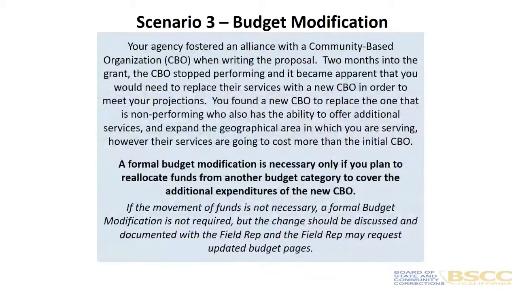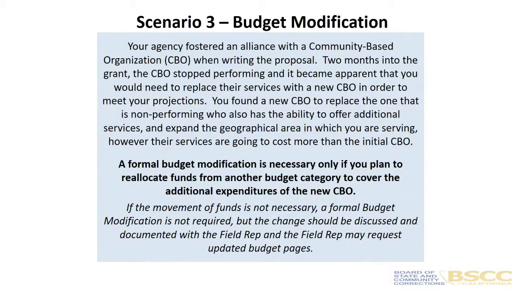Okay. Final scenario. Your agency fostered an alliance with a community-based organization when writing the proposal. 2 months into the grant, the CBO stopped performing and it became apparent that you would need to replace their services with a new CBO in order to meet your projections. You found a new CBO to replace the one that is non-performing, who also has the ability to offer additional services and expand the geographical area in which you are serving. However, their services are going to cost more than the initial CBO.